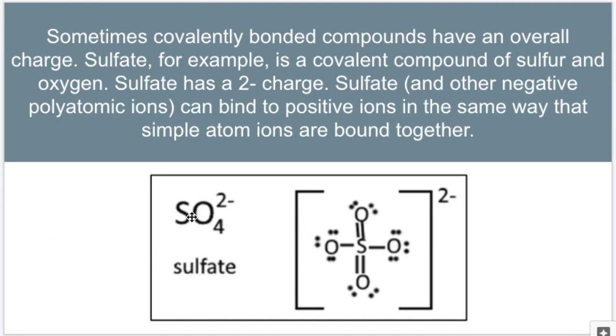For example, we have sulfate here. We have both sulfur and oxygen combined together, but the whole compound is actually an ion, and it has a charge of -2. Sometimes covalently bonded compounds have an overall charge, just like sulfate, and because it is an ion, it can bind to positive ions in the same way that simple atom ions are bound together, like what we did with ionic bonding before.